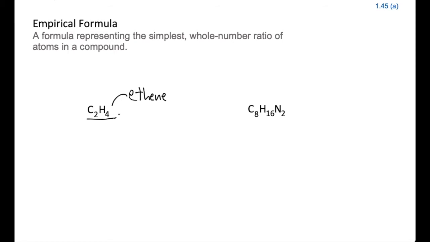To work out the empirical formula, what we need to do is simplify the ratio of atoms. We look at the numbers of each atom and divide them all by the number that will fit into each exactly. In other words, the highest common factor. So in this case, this number is 2. There's 2 carbons. Divide 2 by 2, we get 1. We have 4 hydrogens. Divide 4 by 2, we get 2. This is the empirical formula for ethene.